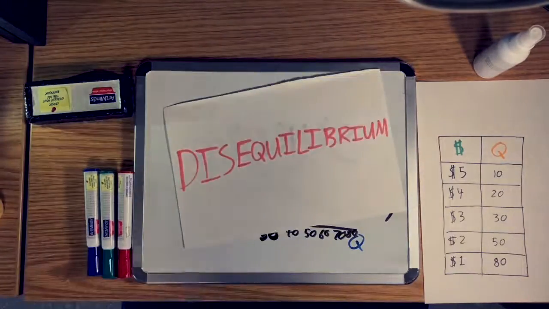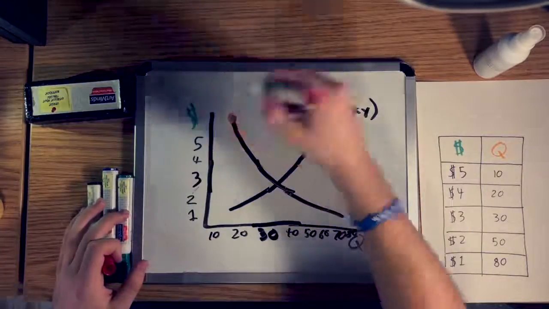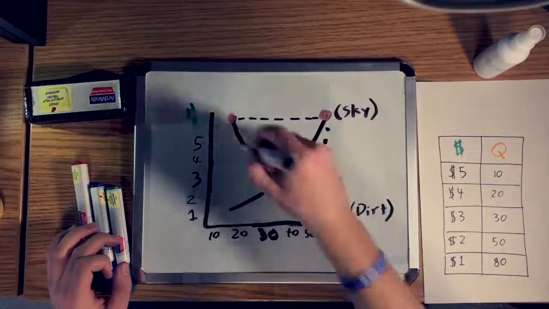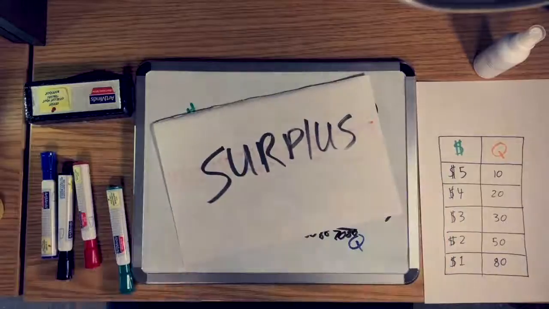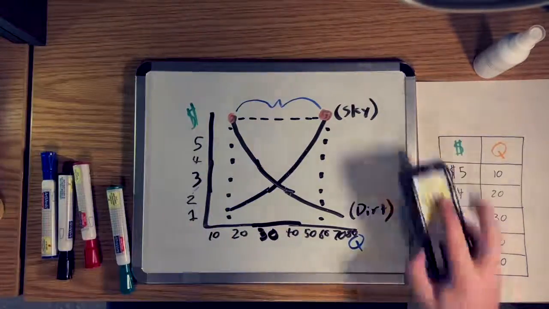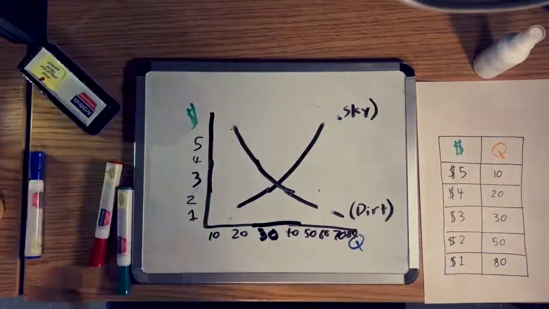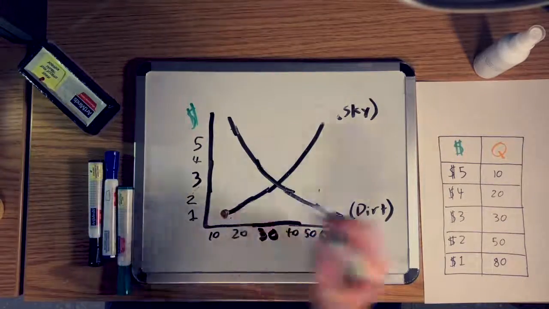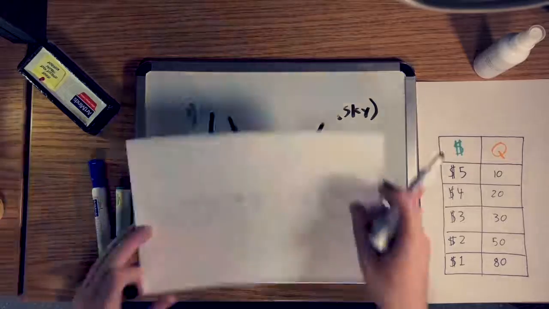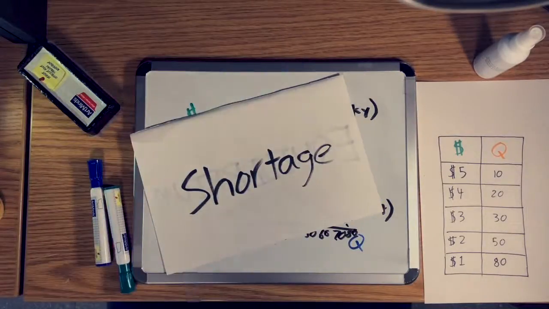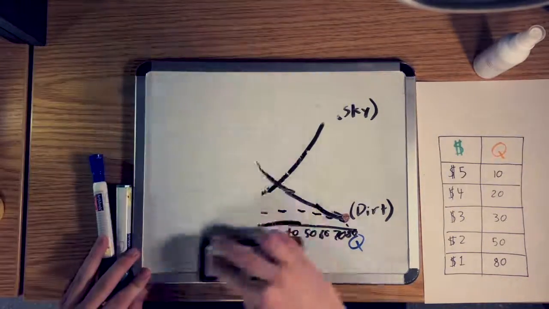This is called disequilibrium. Disequilibrium can happen twice: when the price is high, where the producers want to produce but the consumers don't want to buy. This is called a surplus. It can also happen when the price is too low. Consumers want to buy, but producers don't want to produce. This is called a shortage. With no government interaction, these will always fix themselves.